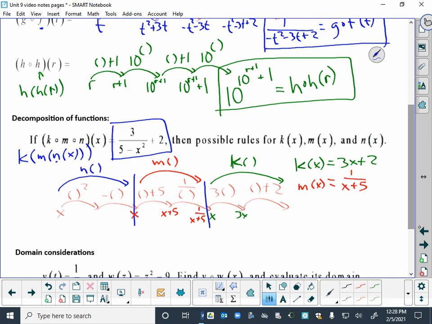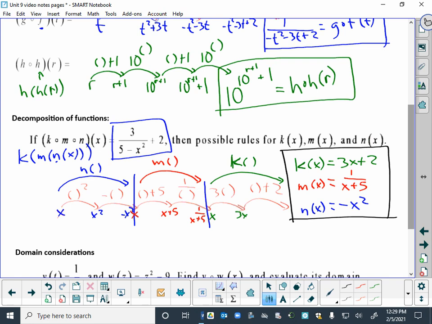And then n of x, if I started with x there, that's x squared and the opposite of x squared. So this is just negative x squared. So you can play around with splitting it in different places and see what the different functions are that you might be able to come up with. But this combination of three here will definitely satisfy the question that's being asked.